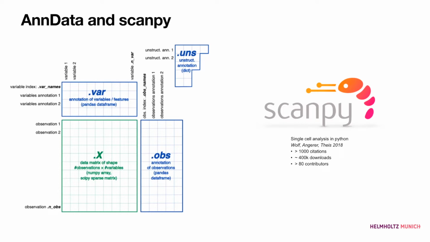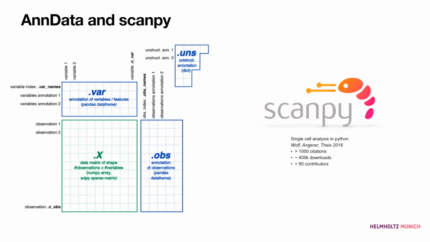In addition, we have the var matrix, which is the annotation of the features. So this could, for example, contain more information about the genes. It could contain the actual gene name or the Ensembl ID of the genes. It could contain information whether this gene is highly variable in your sample, or whether it's differentially expressed in a particular cluster. Whatever kind of information you want to store over the genes can be stored in var.